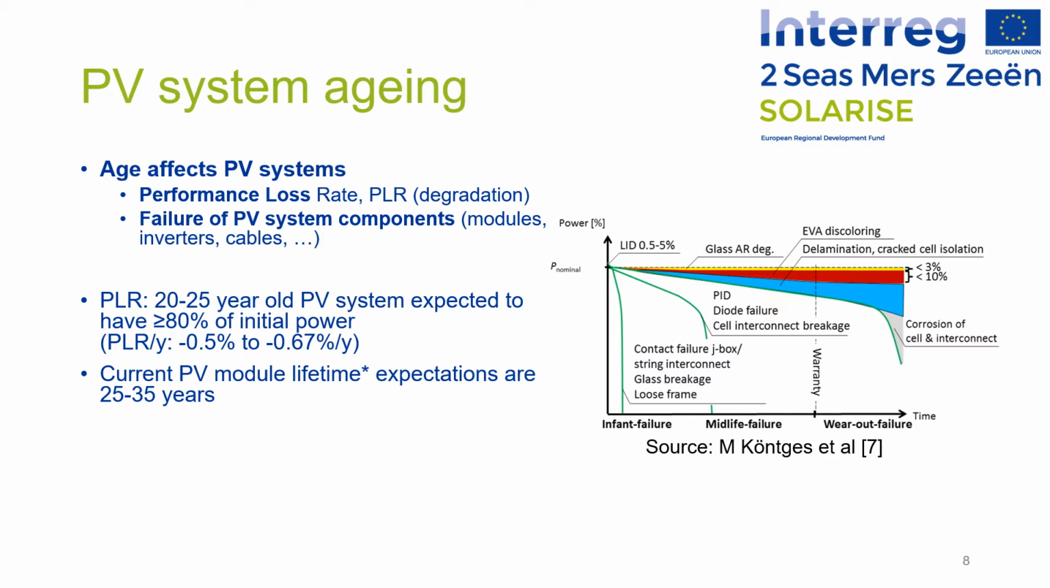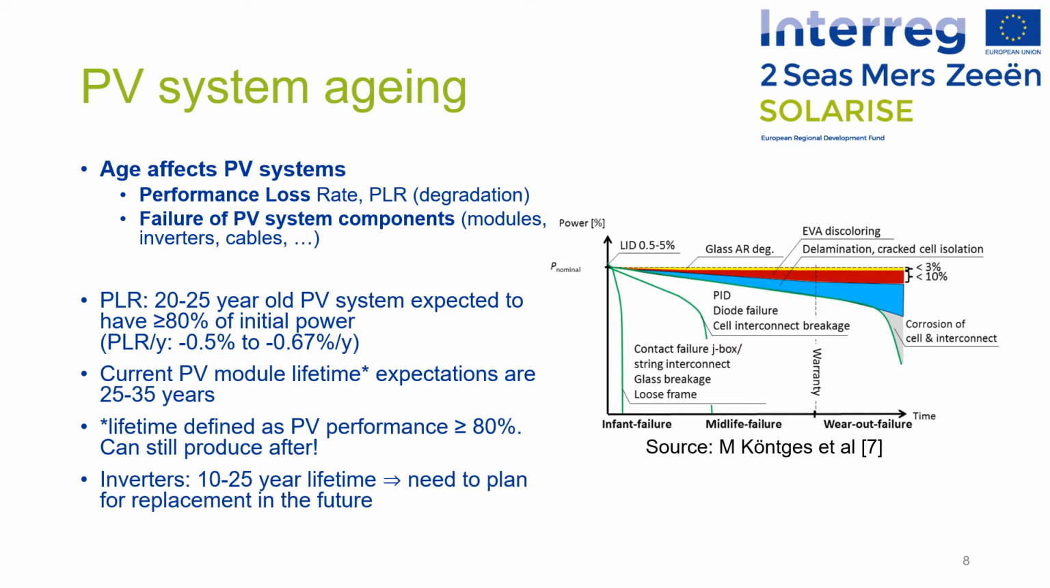With this, the current PV module lifetime expectations are 25 to 35 years. However, lifetime was defined as the PV performance being greater or equal to 80%, and PV modules can still produce power afterwards. Inverters, on the other hand, have had a 10 to 25-year lifetime, and there it's necessary to plan for replacements of inverters for the future.